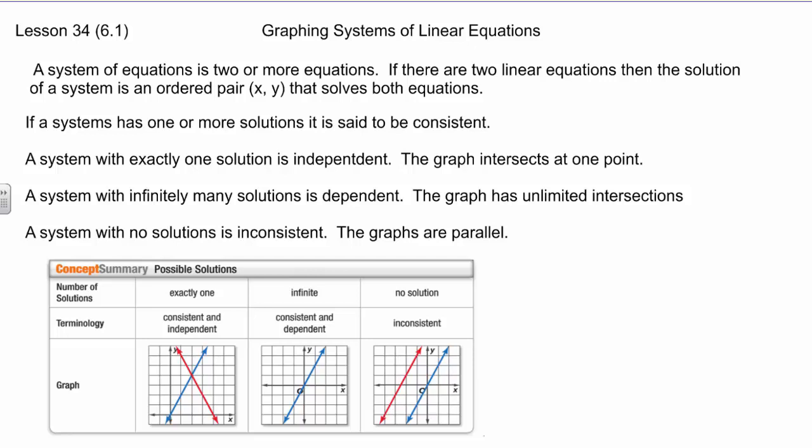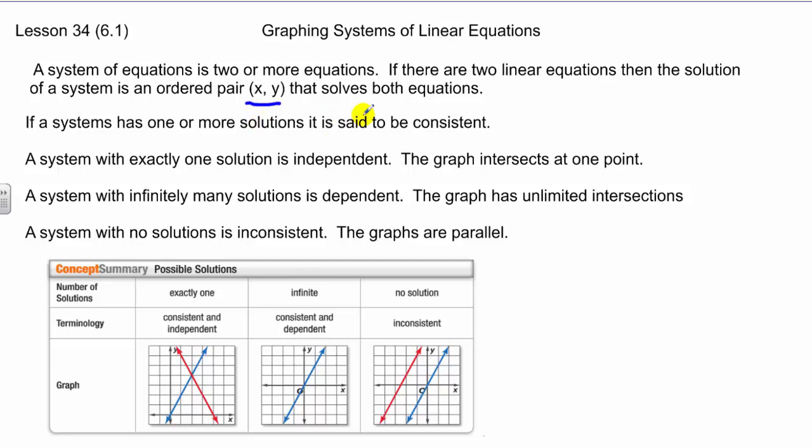Today we're going to talk about systems of linear equations and graphing them. Now what a system of equations is, is basically two or more equations. And if we've got two linear systems, which means two equations of lines, then the solution of that system is an ordered pair, or an x and y point, that solves both equations.